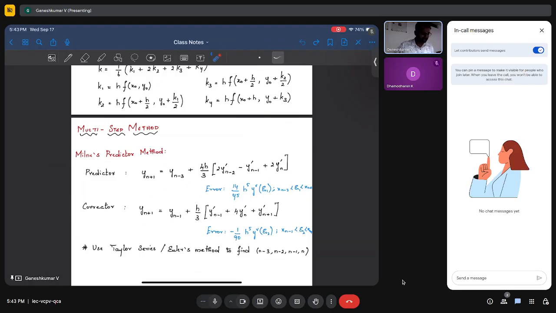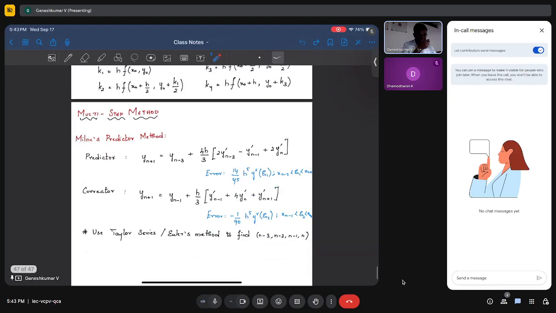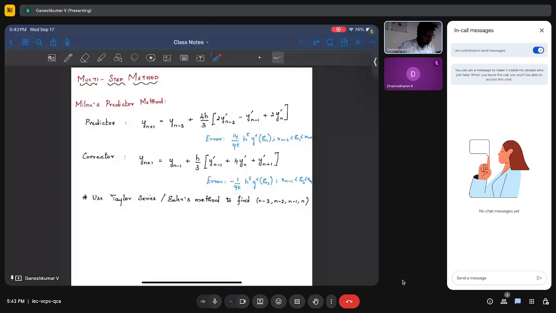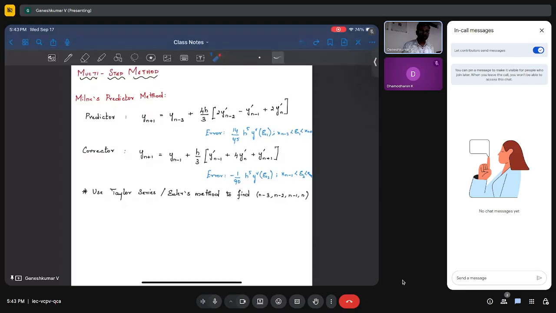Then that becomes a multi-step method, where one of them is Milne's predictor-corrector method, where you have predictor and corrector equations like this. But this requires y(n-3), y(n-2), y(n-1) and y(n). So this not just requires y(n), it also requires y(n-1), y(n-2) and y(n-3).